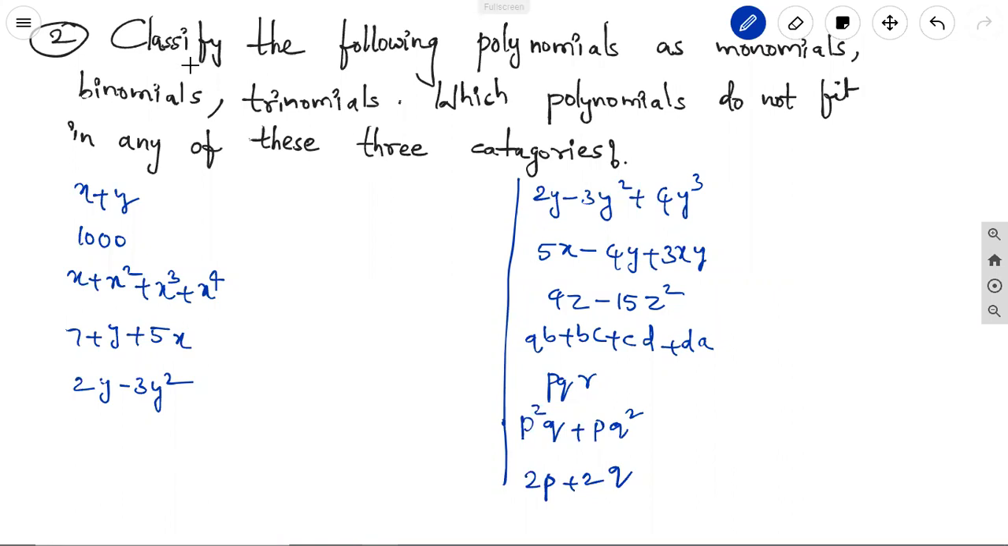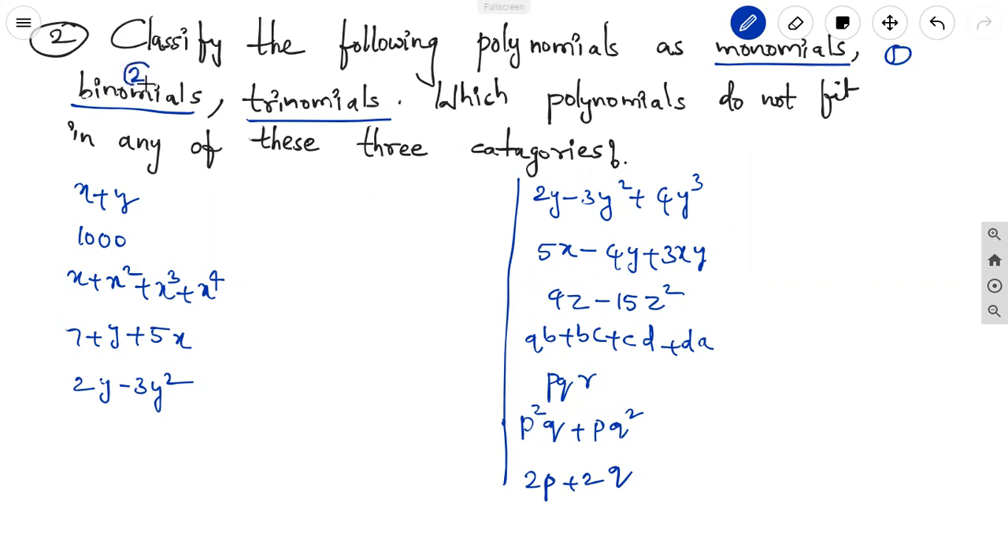Second problem. Classify the following polynomials as monomials, binomials, trinomials. Which polynomials do not fit in any of these three categories? Okay. Here, first we can count it. Monomial means that it has one term. Binomial means that it has two terms. Trinomial means it has three terms. Those which have more than three terms do not fit these three: monomial, binomial, trinomial.